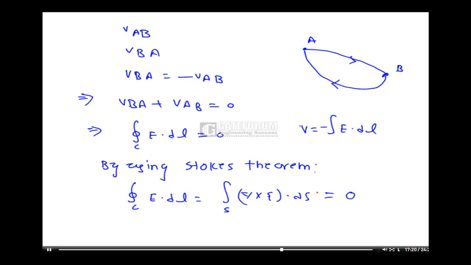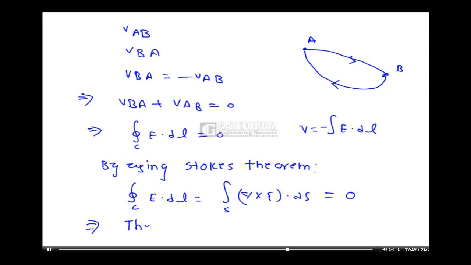So for this case that is equal to 0. This particular equation shows that the line integral of E along a closed path is 0. Physically this implies that the resultant work done in moving a charge along a closed path is 0.